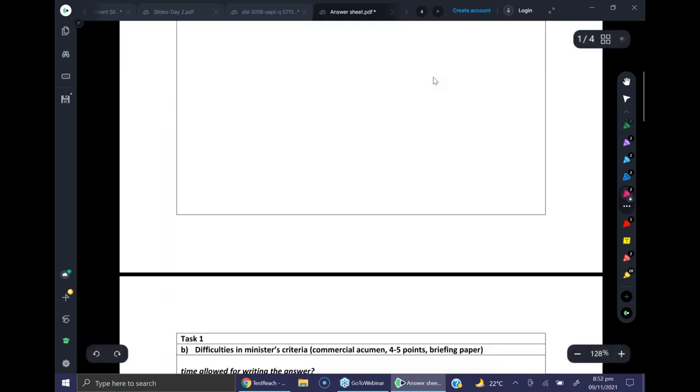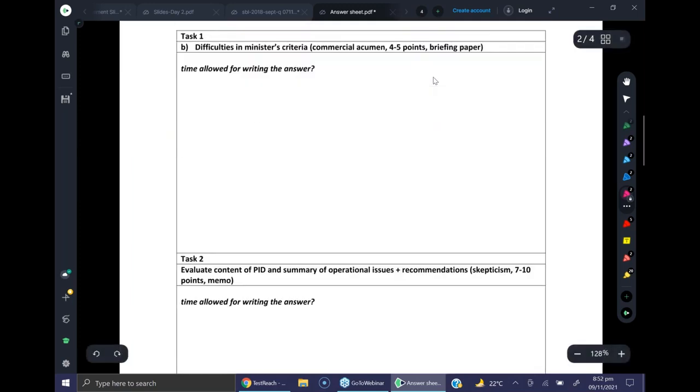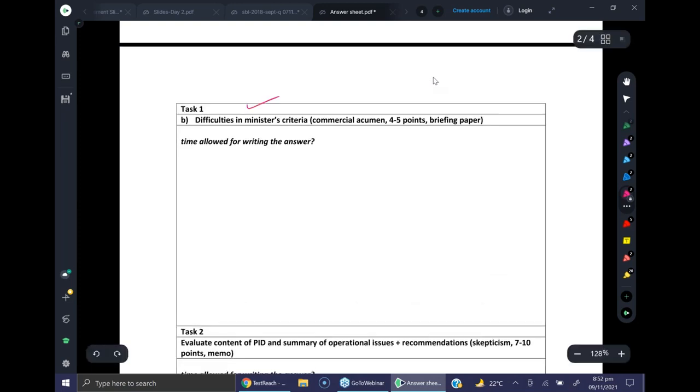Similarly, have a look at part B. In part B, I'll have to discuss the difficulties in the minister's criteria. I still don't know what this criteria in the exhibits is. It will be given. The skill is commercial acumen, 4 to 5 points, and the briefing paper is the same one which we are using for part A. So time allowed for this will be 8 plus 2, 10 marks total, and 1 mark has 2 minutes, so 20 minutes are allowed. Again, a lot of time. So if you do this right, and if you're vigilant from the very start of the exam, you will be able to manage time as well.